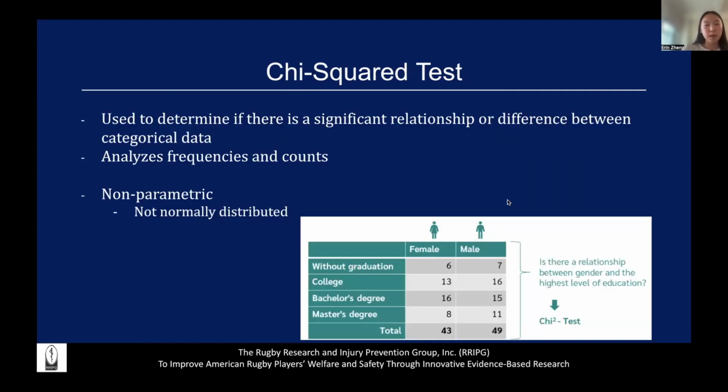So now I'm going to talk about the chi-square test, which is used to determine if there is a significant relationship or difference between categorical data. Specifically, it analyzes frequencies and counts of categorical data, and it's non-parametric, which means it's not normally distributed and it doesn't really follow a bell curved shape like the t-test did.